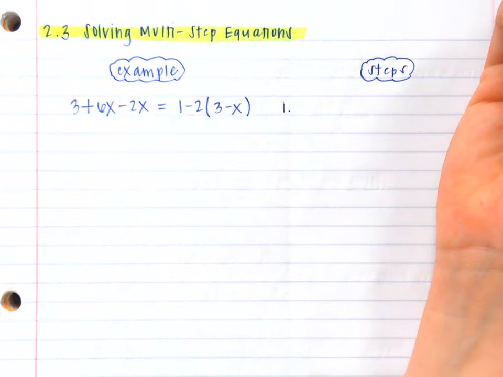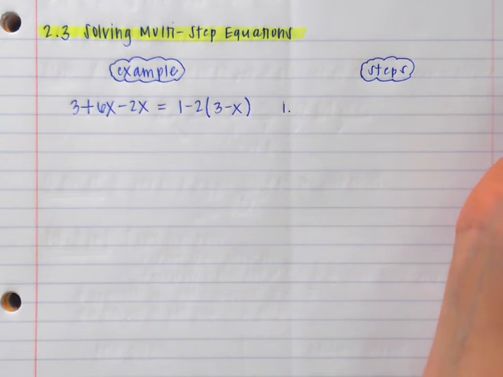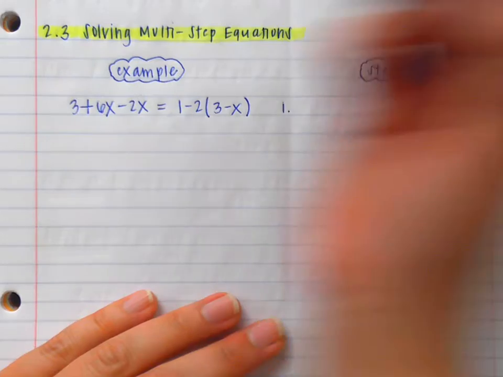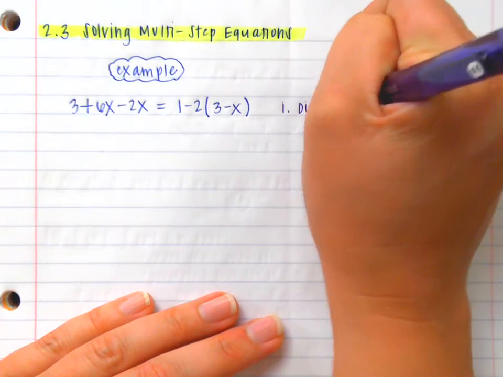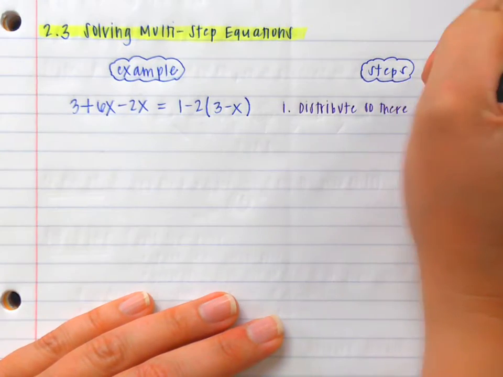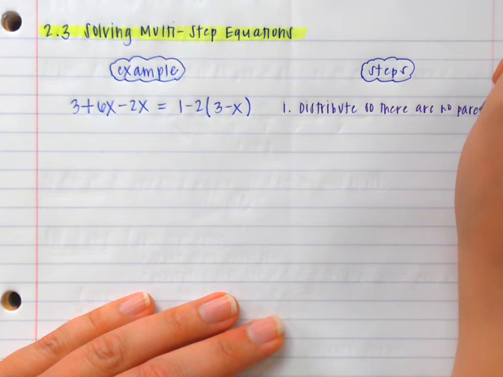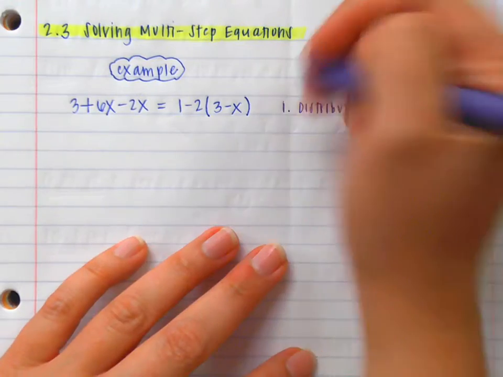Just like when we were combining like terms and simplifying, your first thought is you want to make sure everything is as simple as possible on each side of the equal sign. So step 1, distribute, so there are no parentheses left in the equation.